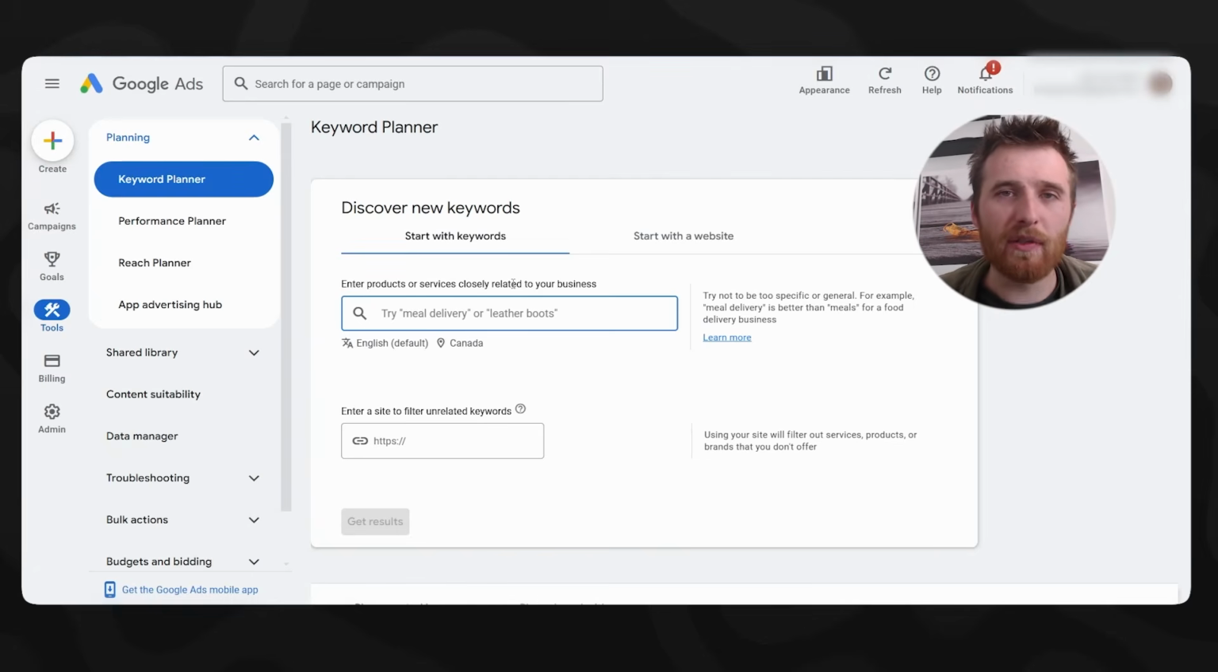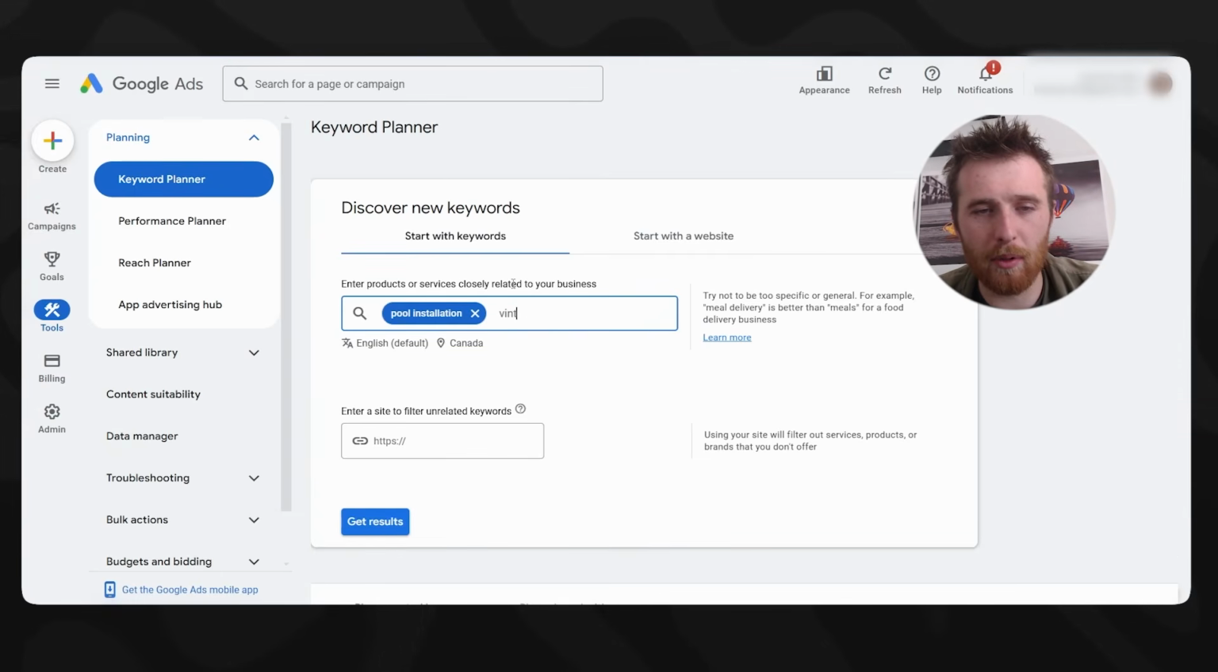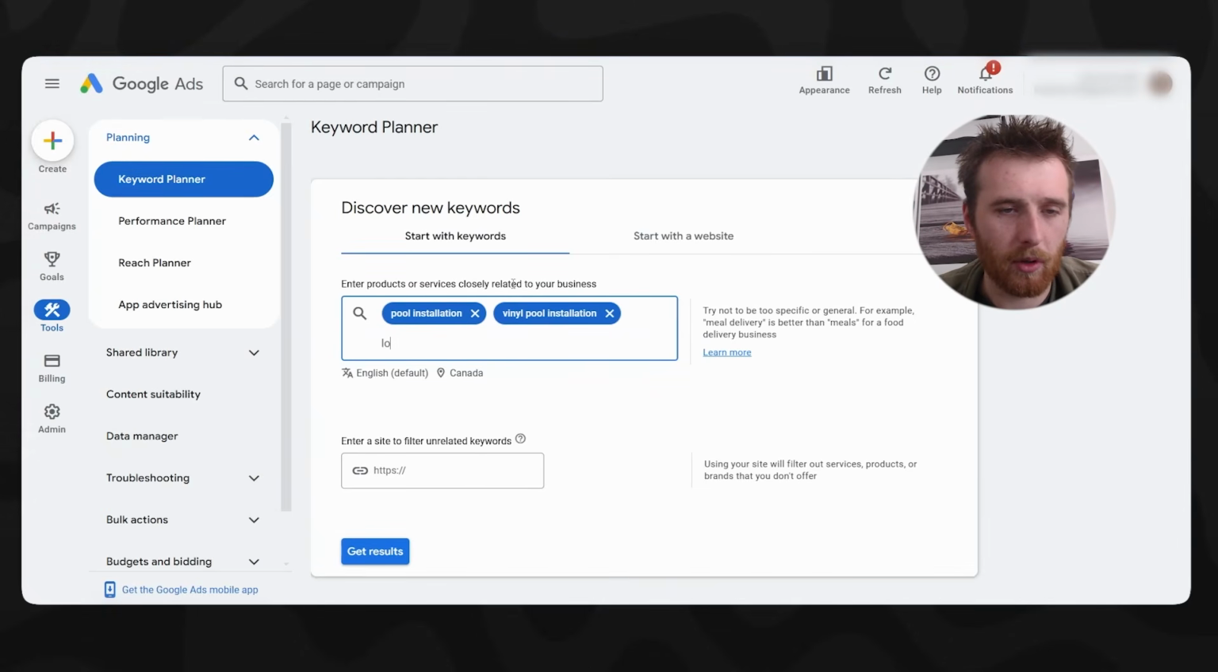And generally, once you figure out those services, you can type them in here. So what we're going to do is we're going to type in pool installation because I love doing pool installation. It's super easy. We'll do vinyl pool installation, and we'll do local pool installation.